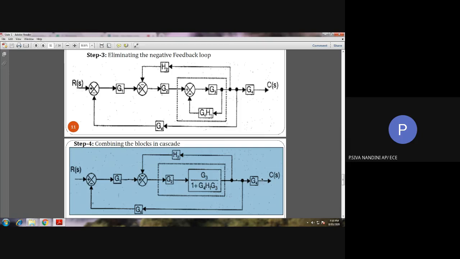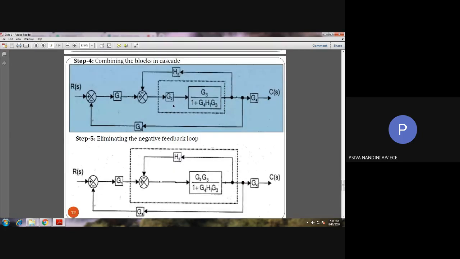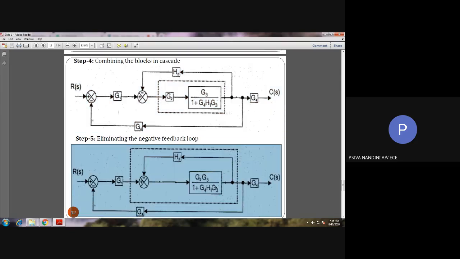Okay. And after converting this negative feedback loop, if you see here we are having G2 and this block G3 by 1 plus G4 H1 G3 in series. So we can combine these two cascaded blocks. How will we be combining? Simply multiplying those two blocks and forming a single block. See, this is formed in step number 5. This G2 G3 divided by 1 plus G4 H1 G3.